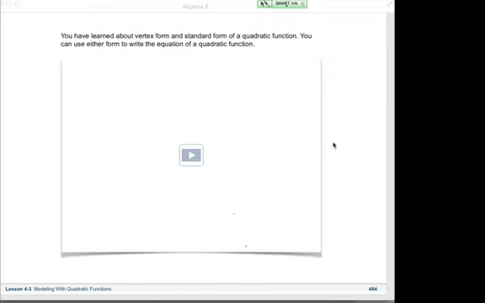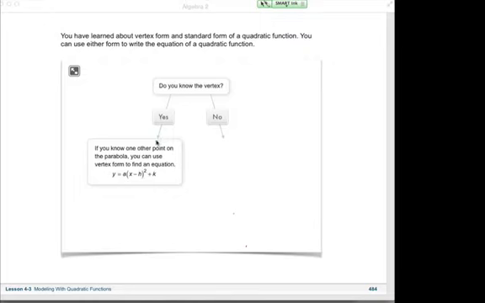So you've learned about vertex form and you've learned about standard form, and you can use either form to write the equation of a quadratic function given a couple of data points. So let's take a look at what you need to know. First, ask yourself if you know the vertex. If you do know the vertex, then you want to know, do you know another point on the parabola? If you know one other point and the vertex, you can use vertex form to actually find an equation, and we'll walk through how to do that in this lesson.